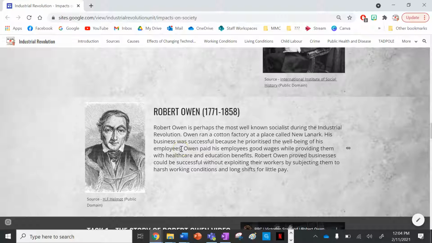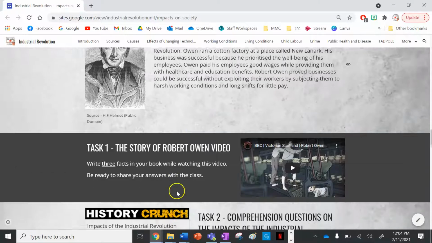So instead of sending them to work for no amount of money pretty much and forcing them to work in the harshest and foulest working conditions, he actually paid them well, gave them decent hours and a decent place to work. And they were happier, so they were successful. Owen paid his employees good wages while providing them with healthcare and education benefits. So again, I've spoiled myself a bit again. Robert Owen proved that businesses could be successful without exploiting their workers by subjecting them to harsh working conditions and long shifts for little pay.